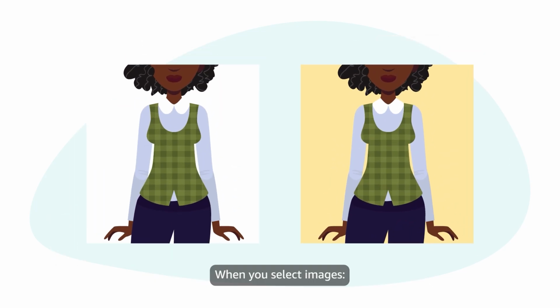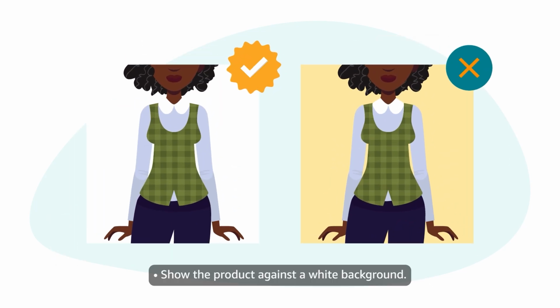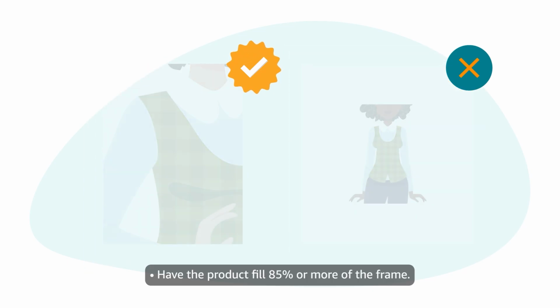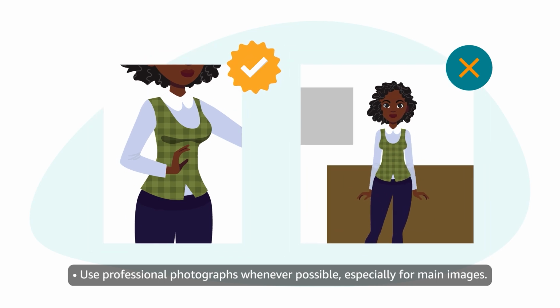When you select images, show the product against a white background. This is required for main images. Have the product fill 85% or more of the frame. Use professional photographs whenever possible, especially for main images.